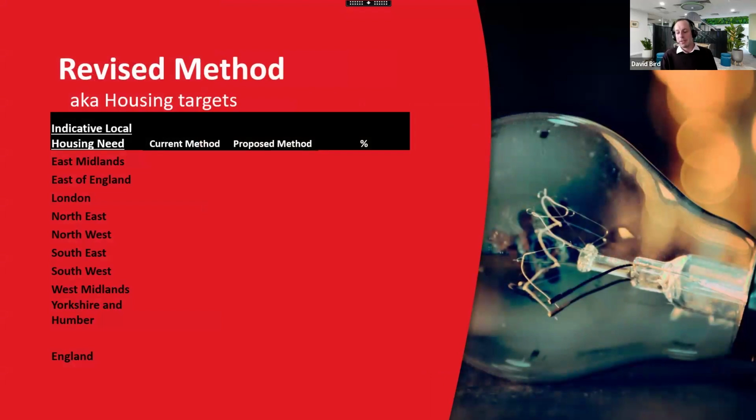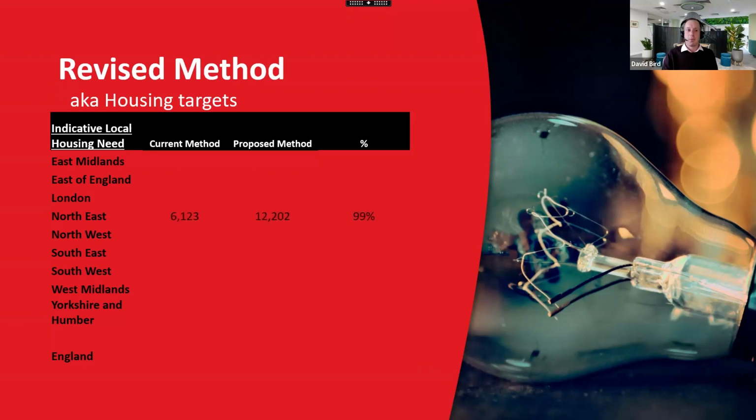The way to calculate housing targets in England is using the standard method, which is going to be revised. So here's a little table. In the middle column will be the current method, and in the right-hand column will be the proposed method. It will tell us how many houses for each of those regions in England. So next slide, please.